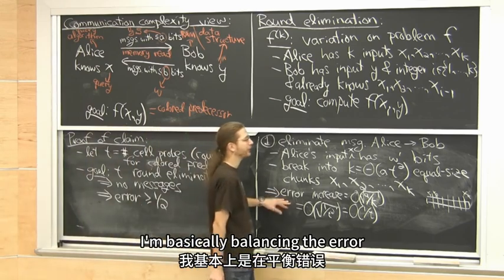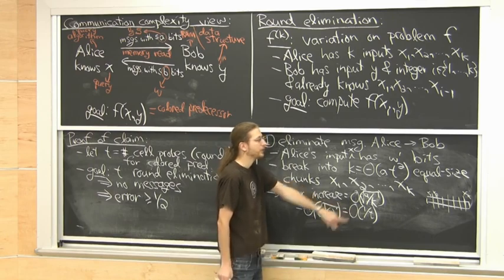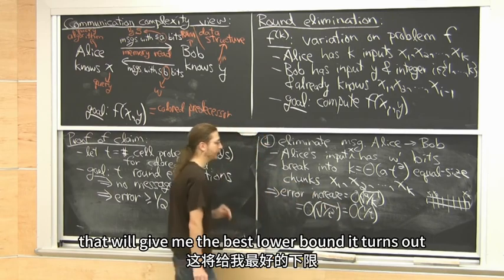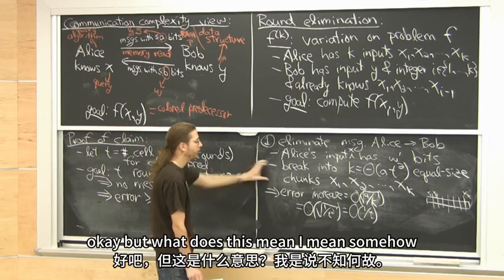So that's why this is a good choice. I'm basically balancing the error I get from every message elimination. I want them all to be order 1 over t. So it's nice and balanced. That will give me the best lower bound, it turns out. Okay, but what does this mean?